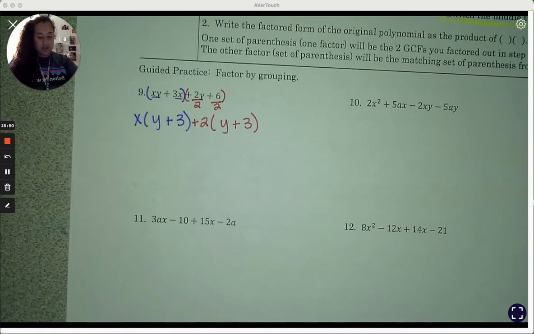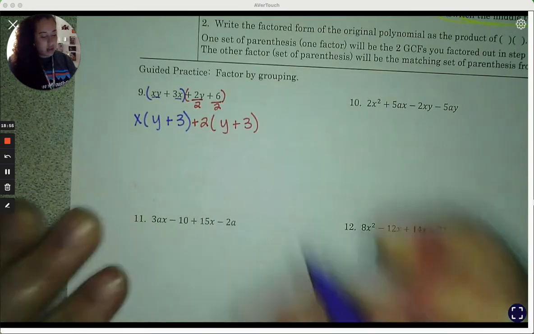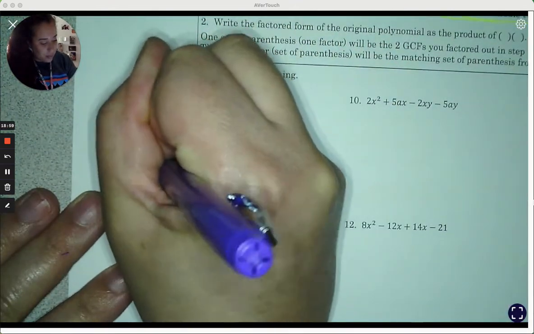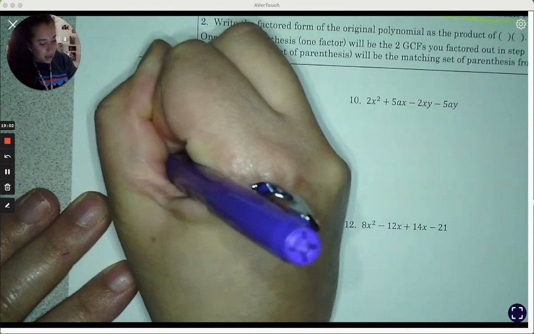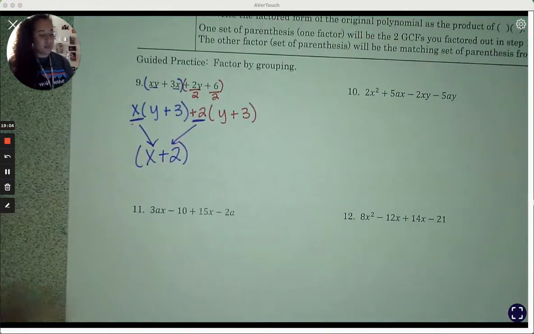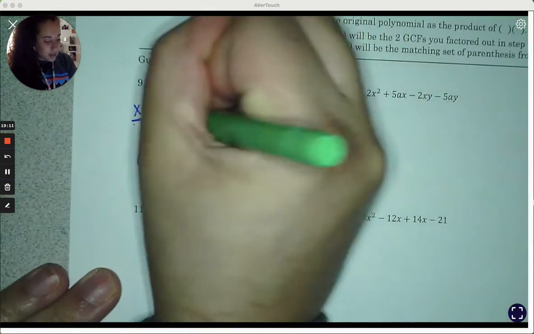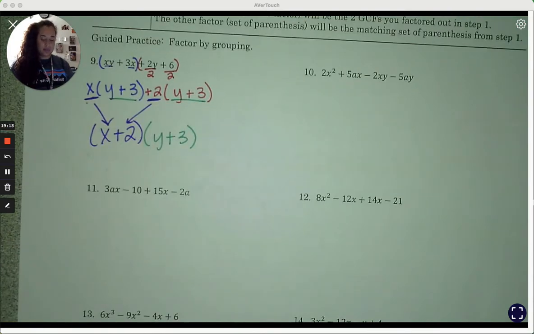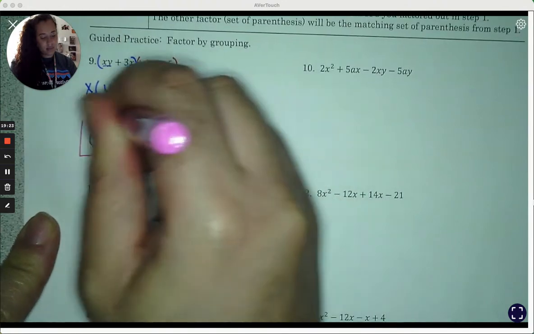To rewrite this as a polynomial, I'm going to take what's on the outside, and they become my first set of parentheses. And then I'm going to take what was on the inside, and it becomes my second set of parentheses. And so that's my final answer. Boom.